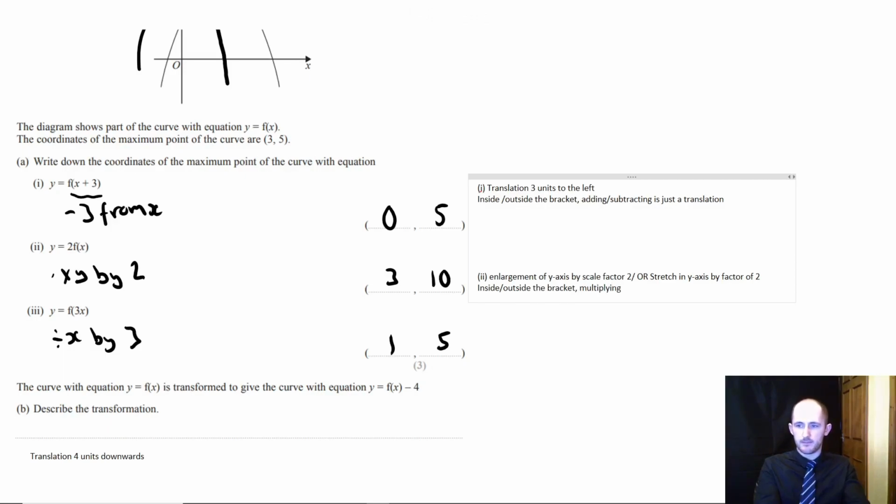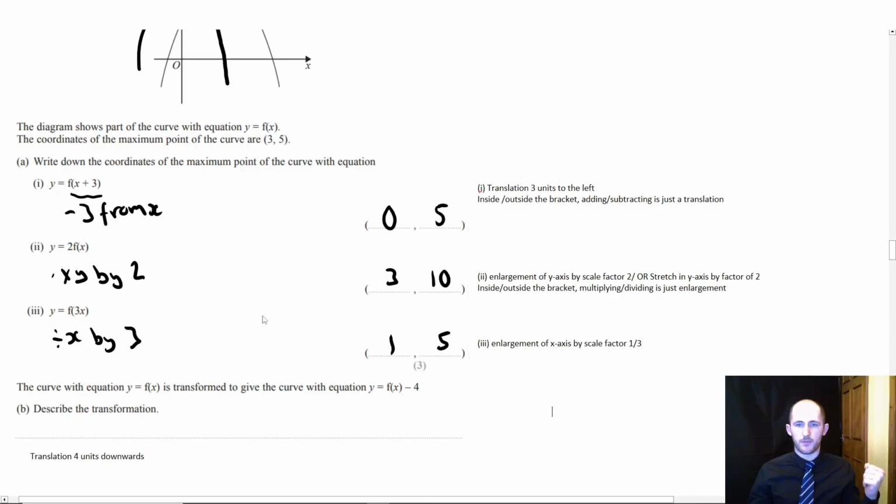multiplying slash dividing is just enlargement. Even if something gets smaller, it's counted as enlargement, which again might sound a bit weird. And then for part 3, if you notice, we're dividing x by 3. So again, it is still an enlargement of the x-axis this time, because it affects the x-coordinates, by a scale factor of 1/3. Right? Because multiplying by 1/3 is the same as dividing by 3. So that's just where that comes from.